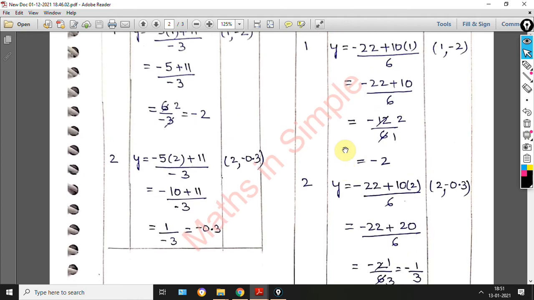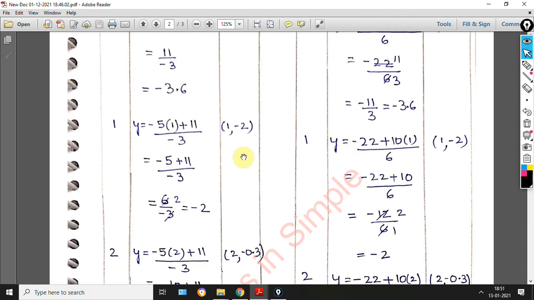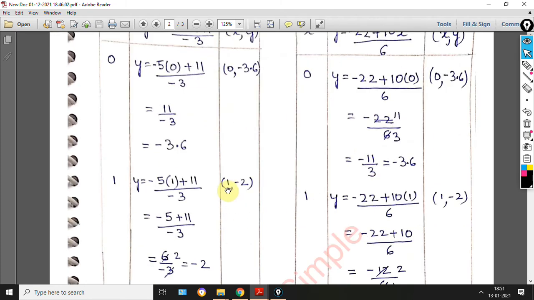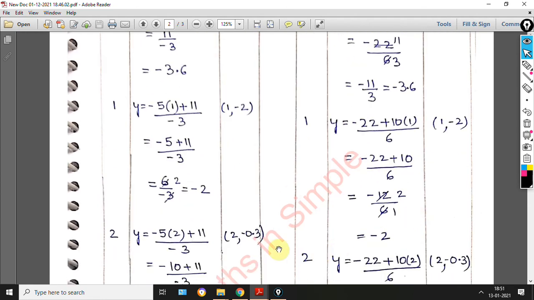So what are you observing here? See here, in these two tables, this table is for equation number 1 and this table is for equation number 2. But what we are observing is they are getting the same x y values. Here 0 comma minus 3.6, here also 0 comma minus 3.6. Next, here 1 comma minus 2, here also 1 comma minus 2. Here 2 comma minus 0.3, and 2 comma minus 0.3.